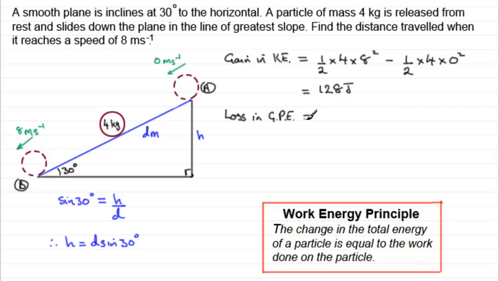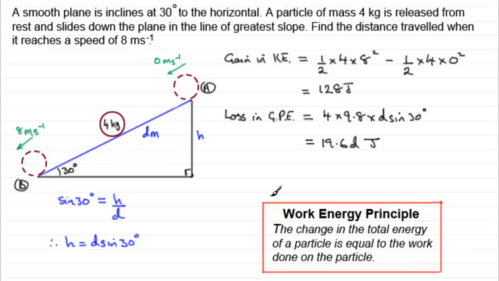So, at the start here, relative to this 0 level, it's going to be mgh. So that's going to be m at 4 times g, that's 9.8, times h. And h we've seen is d sine 30 degrees. So if we work this out, we end up with 19.6 multiplied by d, and the units will be joules.